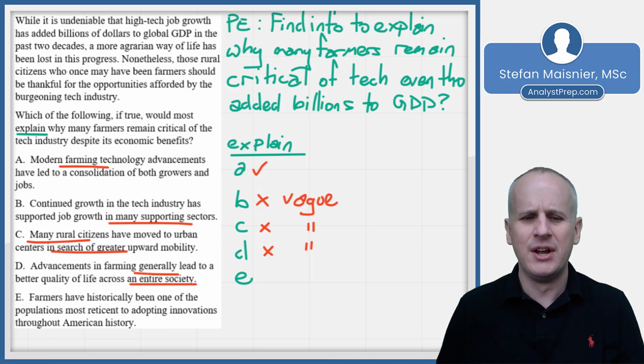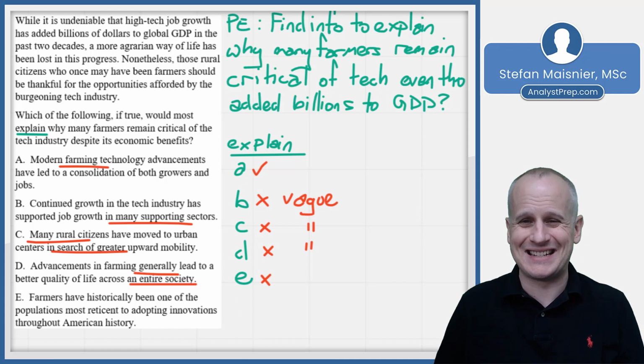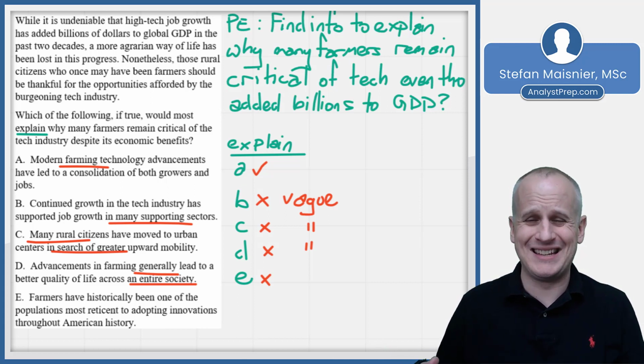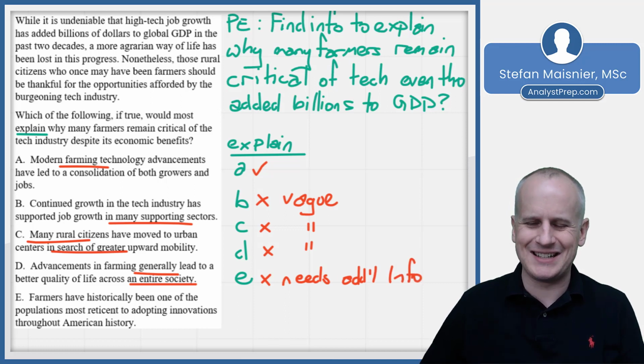And then choice E, farmers have historically been one of the population's most reticent to adopting innovations throughout American history. Well, we know that past performance does not necessarily lead to future outcomes. So choice E is really going to require additional information because just that something happened historically doesn't mean that it's going to continue to happen into the future.